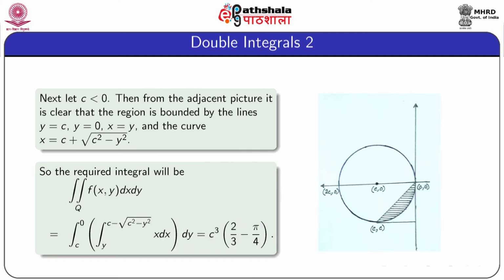Next, let c be less than 0. Then from the adjacent picture, it is clear that the region is bounded by the lines y equal to c, y equal to 0, x equal to y, and the curve x equal to c plus the root of c squared minus y squared. Here also we can evaluate the required integral. We have calculated it here.